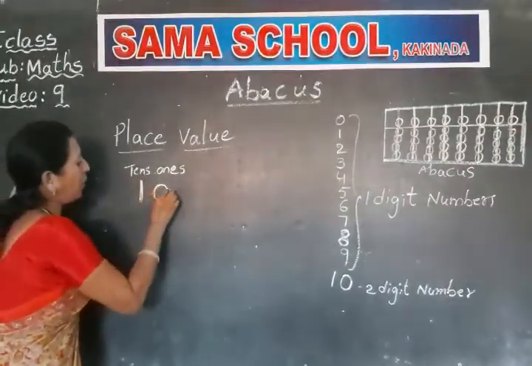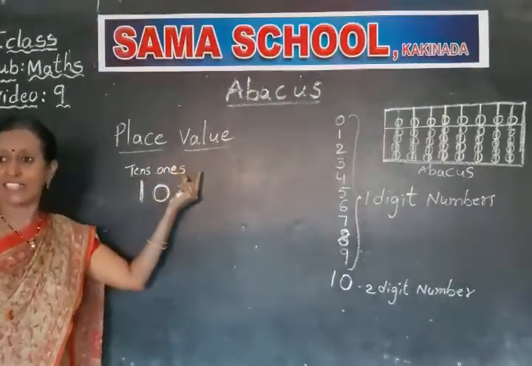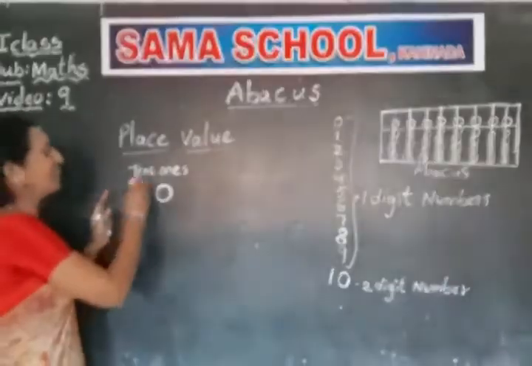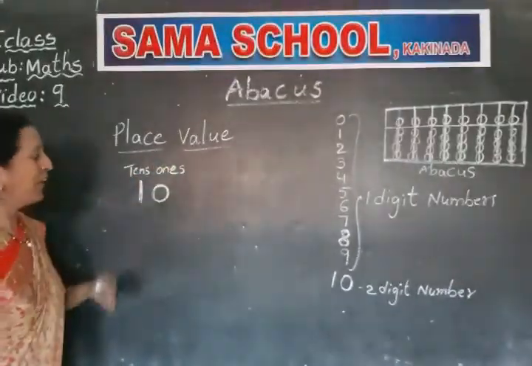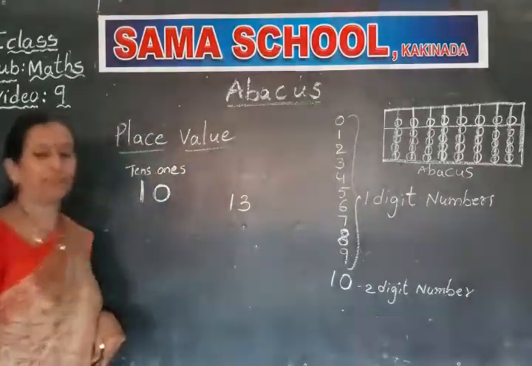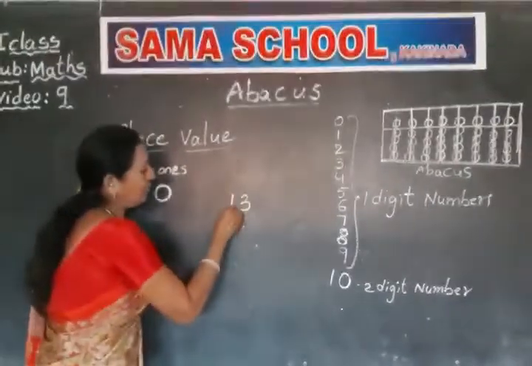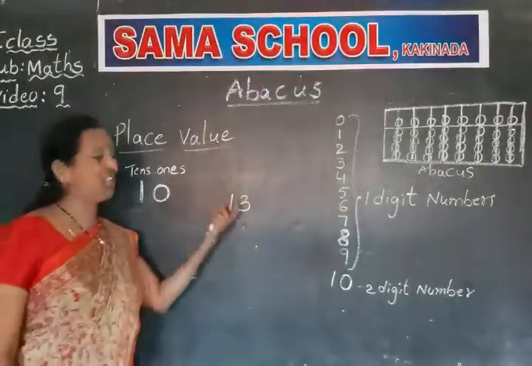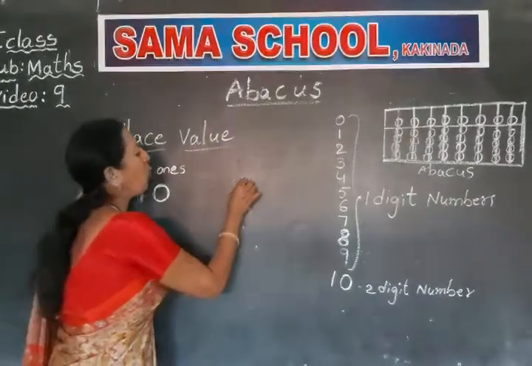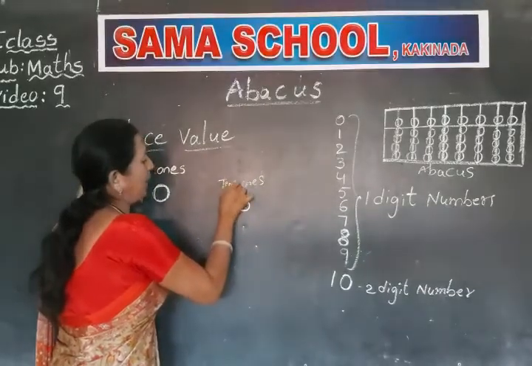So the 0 is in the ones place and the 1 in the tens place. These are the place values. Here I am giving 13. Which number is in the tens place and which in the ones place? The 3 is in the ones place and the 1 in the tens place.